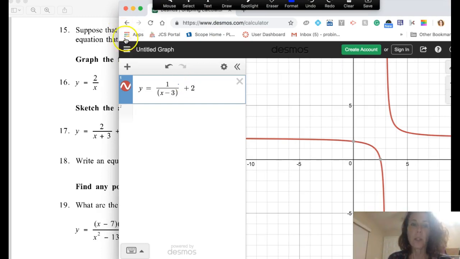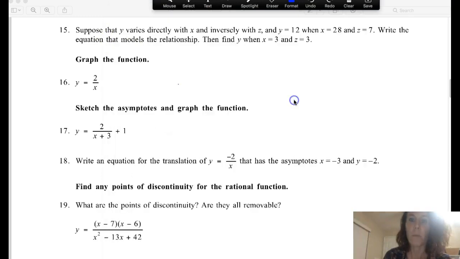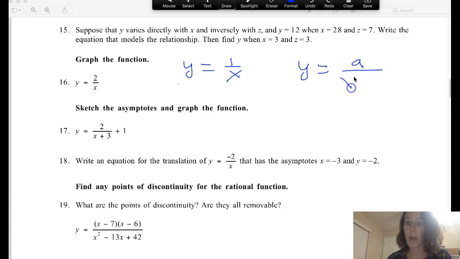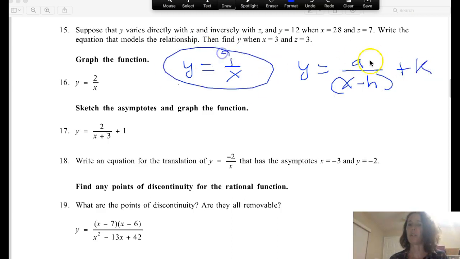All right. So let's go ahead and look at our regular function. And this also goes for 17. You can see here's my parent function, y equals 1 over x. Now this, y equals some a value over x minus h plus k, just like we've done with all of our basic parent functions. The a stretches or shrinks. The h, remember this is the opposite inside the parentheses, that shifts us left or right. The k shifts us up or down. So you can see this will shift us left 3, up 1, and stretch by 2. So it would be the same graph, but shifted to the left 3 and up 1.